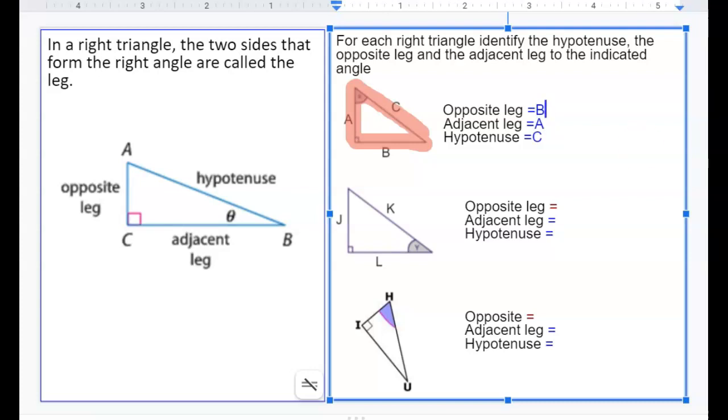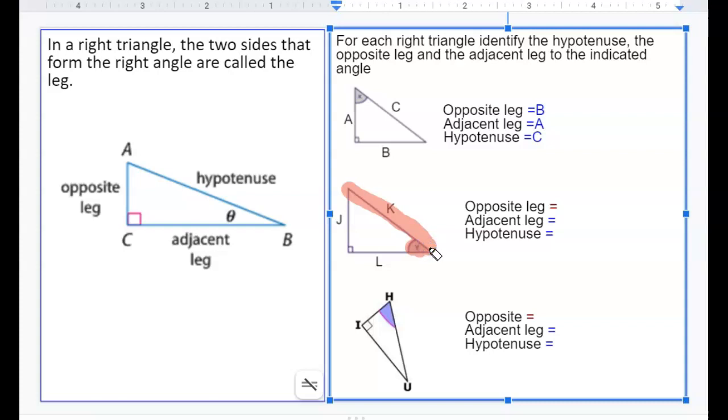Now let's look at the next one. This is our angle of reference. Okay. Again, the hypotenuse is always the easiest one. That's your right angle there. The hypotenuse has nothing to do with the right angle. Okay, so it will be this side here. That's your hypotenuse there, which is K.